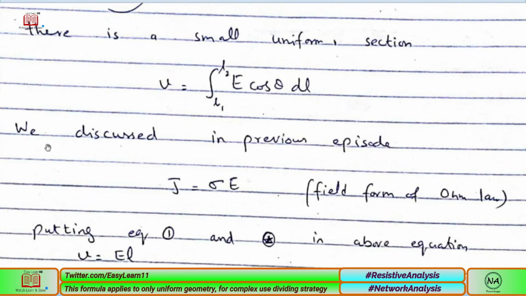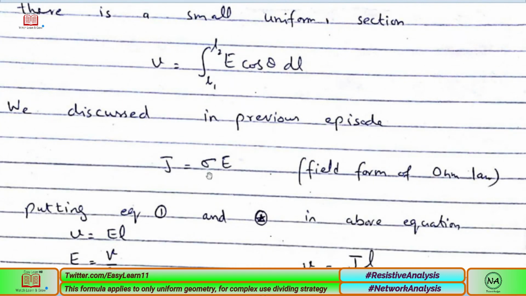Now we are going to welcome back to the discussion we left on the last page. We discussed in the previous episode this formula J equals sigma E. This is the formula telling the field form, meaning the form of the electric field. It relates the electric field with the current density, and this is called Ohm's law.